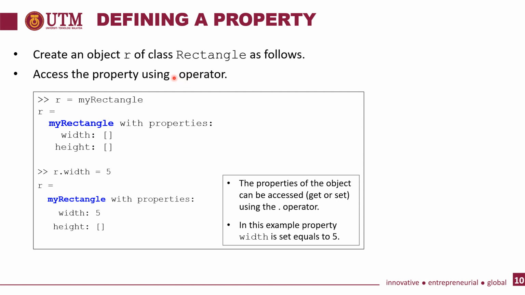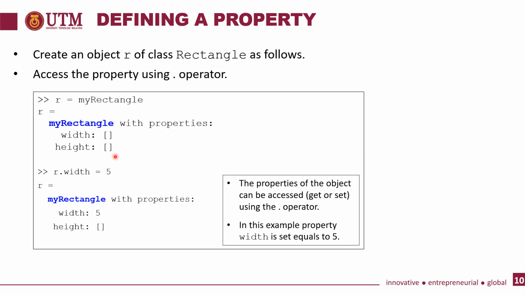So this is how the dot operator is being used. First you are creating an object called R, which calls the myRectangle class. Then your object R will be defined as myRectangle with properties. So your object R will become myRectangle. Inside your object you have the data width and data height.